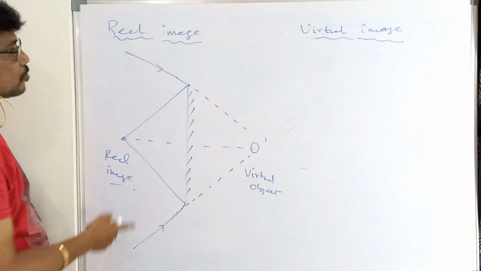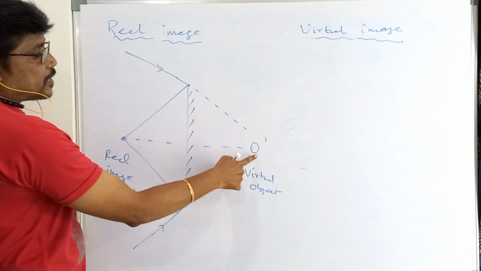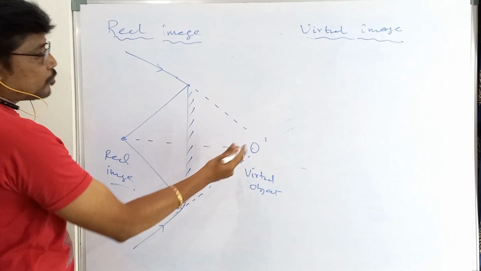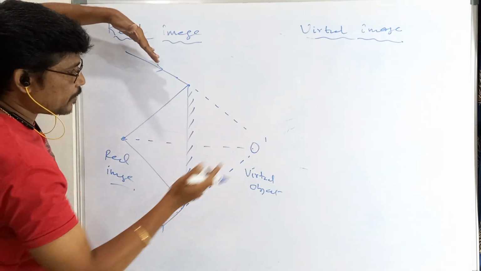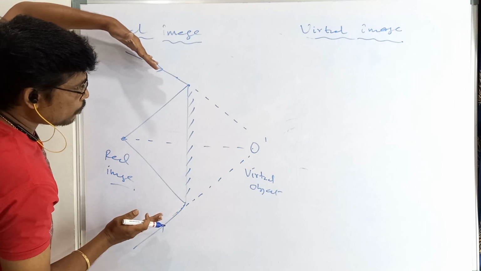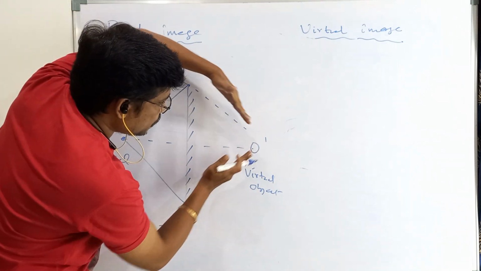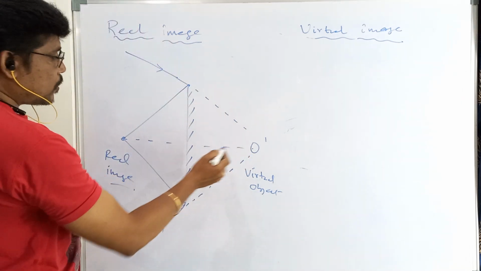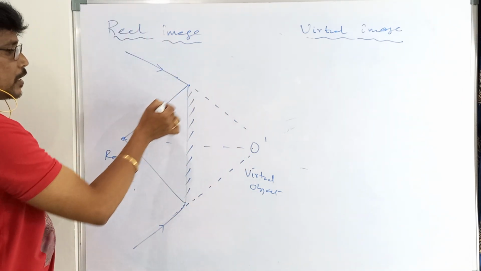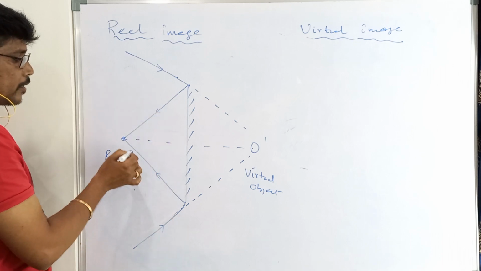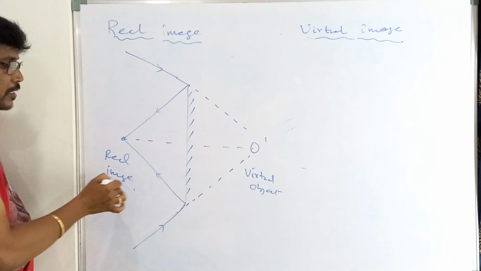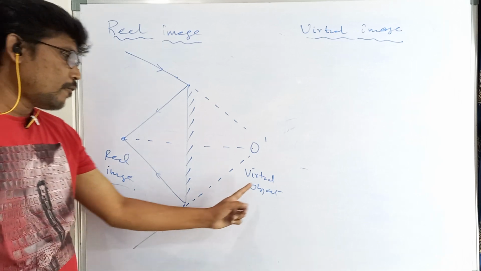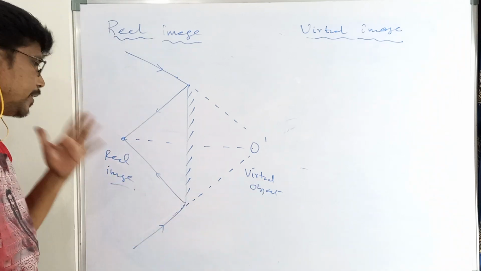How is it? In this case, I am considering the virtual object. I defined it in the previous case: the virtual object is simply where the rays are converging. Now the rays are converging, and at this point they are reflected back and meet at this point. In this case, a real image is formed. That is, for a virtual object, you get a real image.